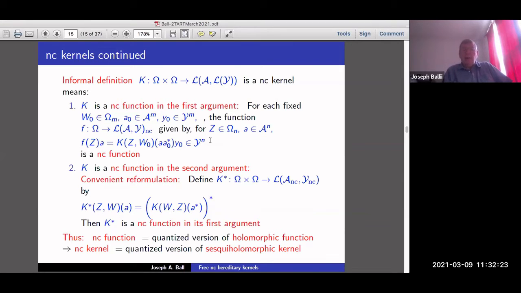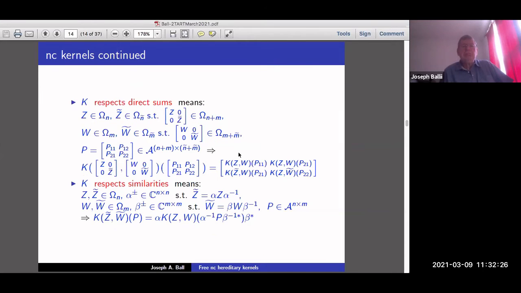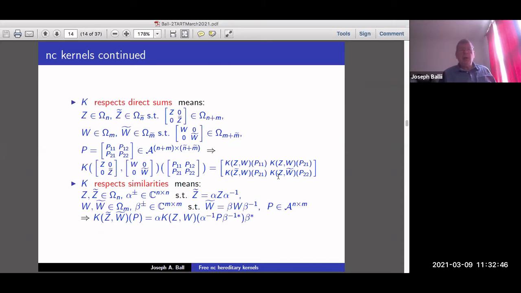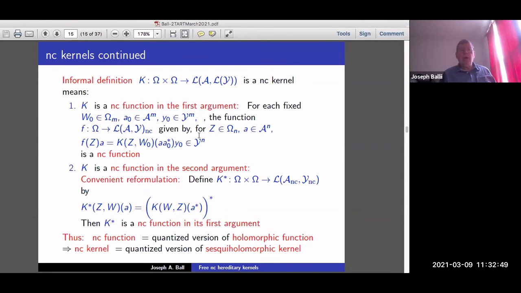Then the fact that K respects intertwinings. So take beta as the identity, take W equal W tilde, that's fixed to be W naught. Then you tangle through all this, and you will get that this object is a noncommutative function. So that's natural. In the first argument, it's our quantization of actually a holomorphic function.